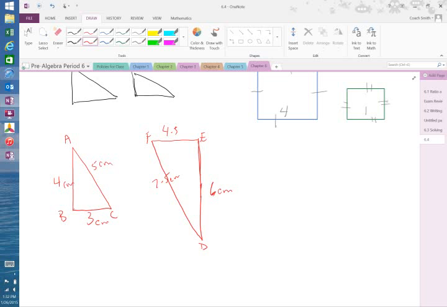What we want to talk about here is two different things. First of all, corresponding angles.